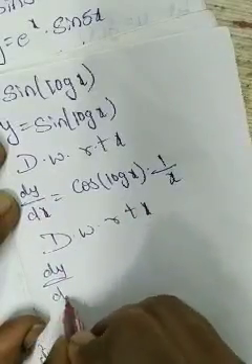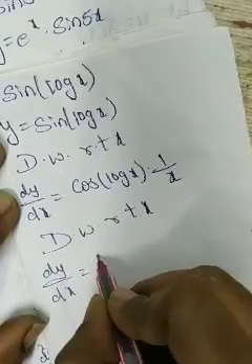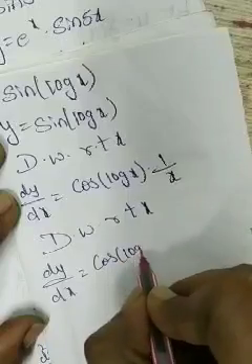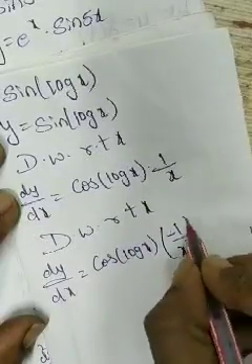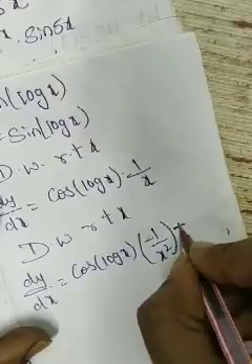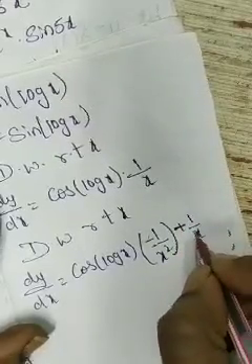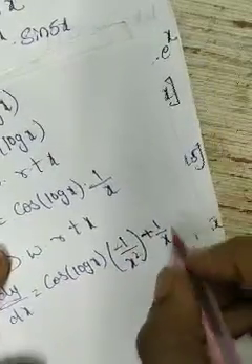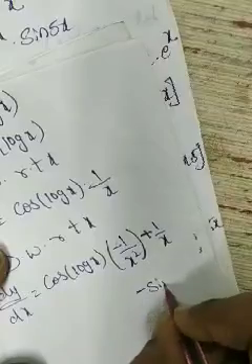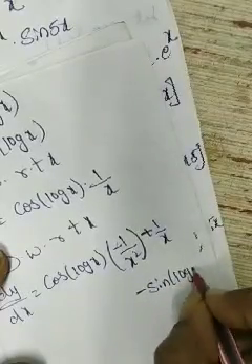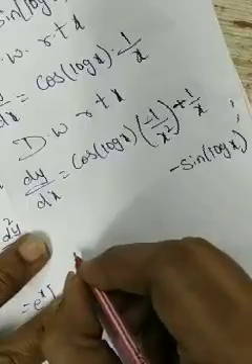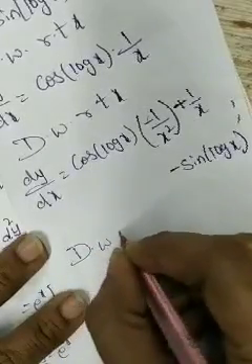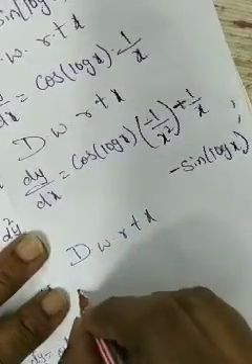It becomes dy by dx is equal to, keep the cos of log x as it is, 1 by x derivative is minus 1 by x square. Plus, now keep 1 by x as it is, cos of log x derivative is minus sine of log x. Minus sine of log x. Again differentiate with respect to x.